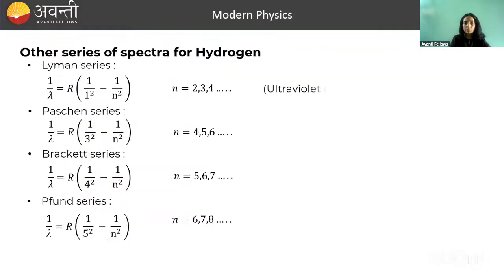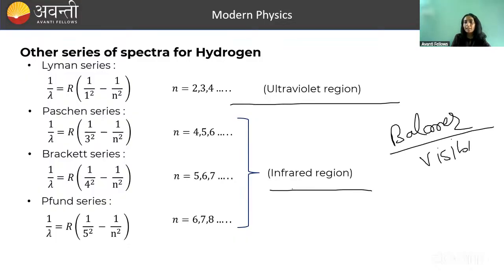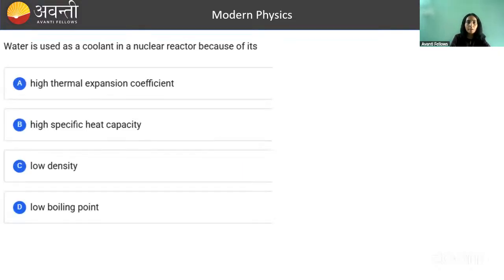Okay? So these all things you need to remember. Lyman series in ultraviolet region, Paschen, Brackett, Pfund, they are in infrared region, and Balmer series is in what? It is in visible region. So ये सारे information अब हमें पता है, ठीक है? चलो हमने revise किया. Now let's do this question. This is from the nuclear reactor thing. Do it.